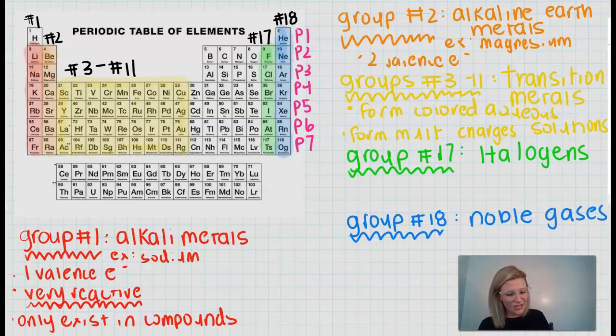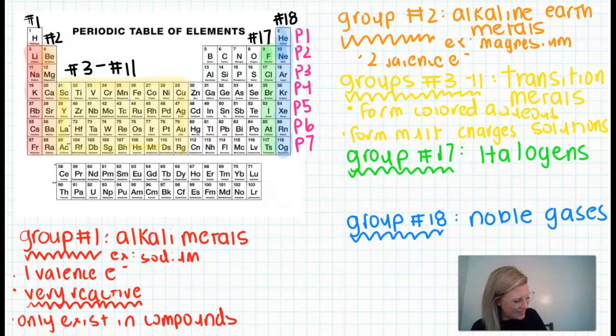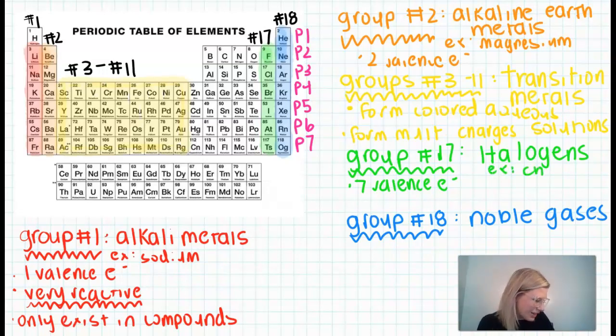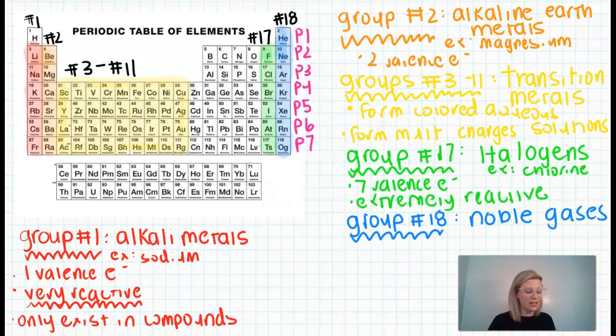Okay. Group 17 are the halogens. Okay, halogens, they have 7 valence electrons. An example of a halogen is going to be chlorine. Okay, they have 7 valence electrons. These are extremely reactive. Okay, extremely reactive. And they all exist in diatomics in nature, right?